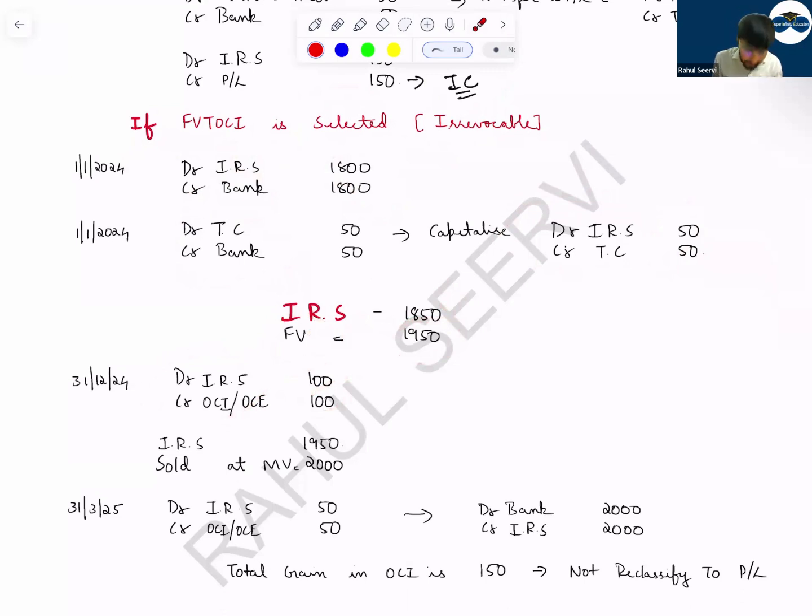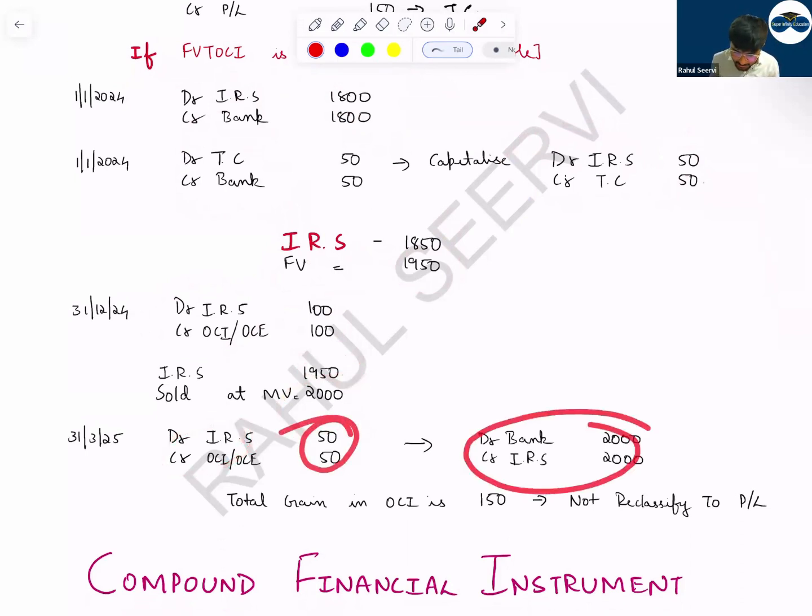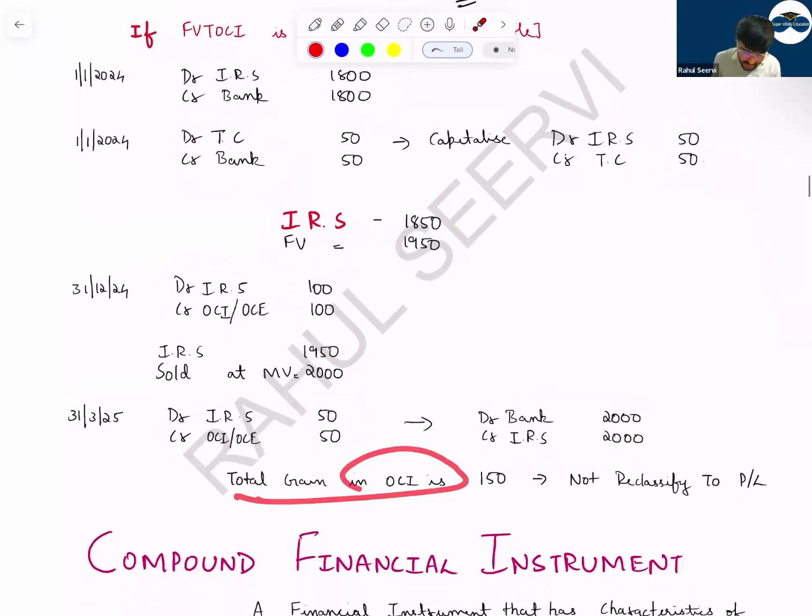Now when the company is planning to sell, I mentioned 2,000. What should you do? This 50, first you should increase the investment value. Then debit bank, credit investment in Reliance shares, as it is going up. So total gain in OCI is how much? 100 plus this 50, 150. Not reclassifying to P&L. It will be transferred to retained earnings, or within the equity only.